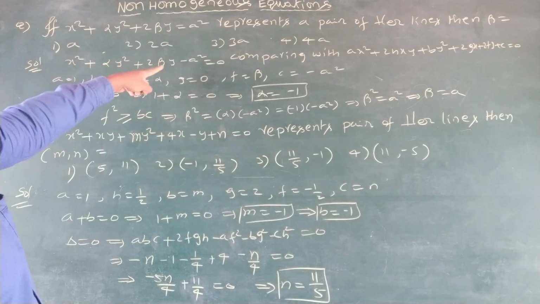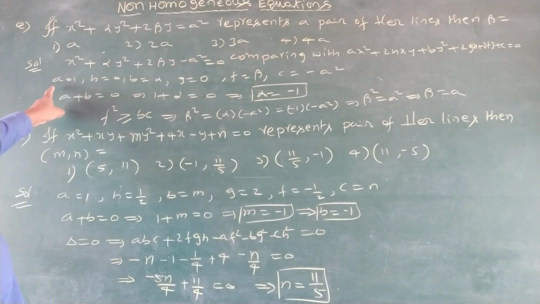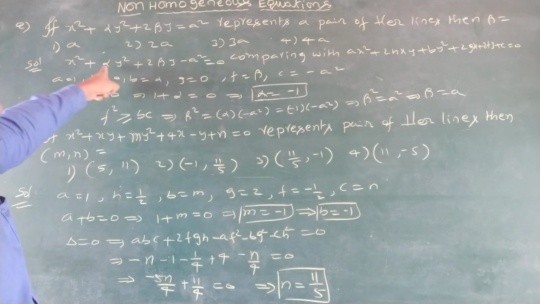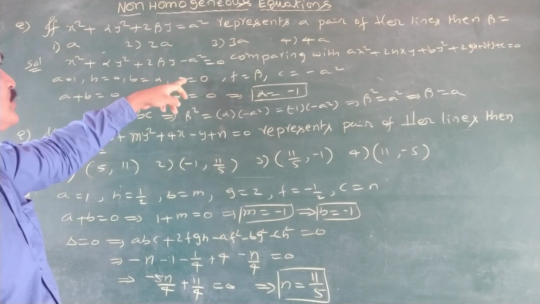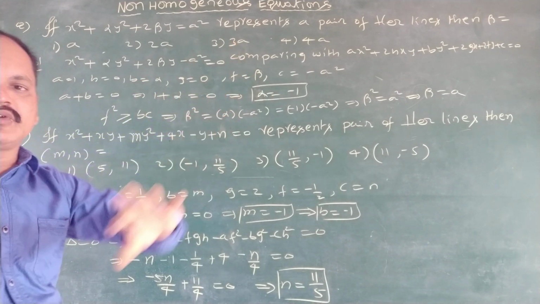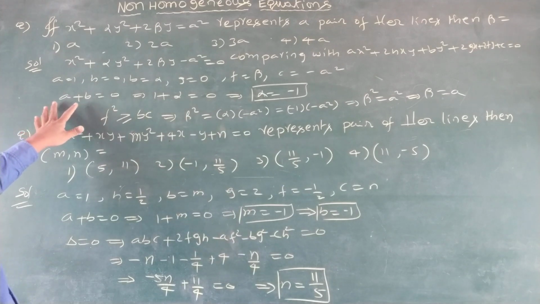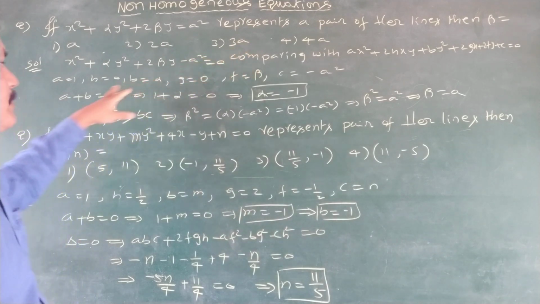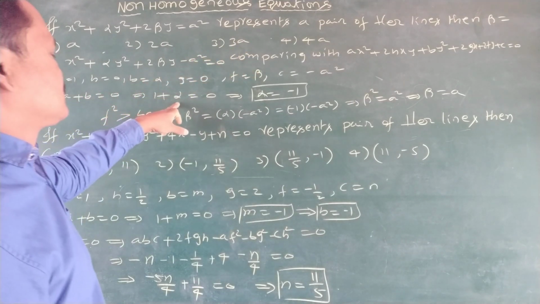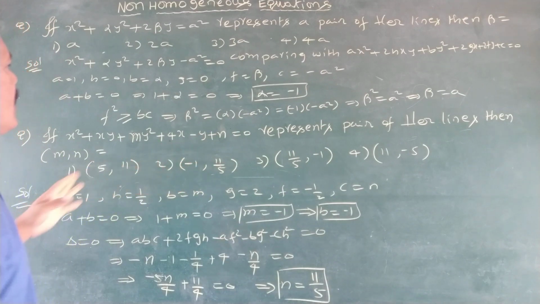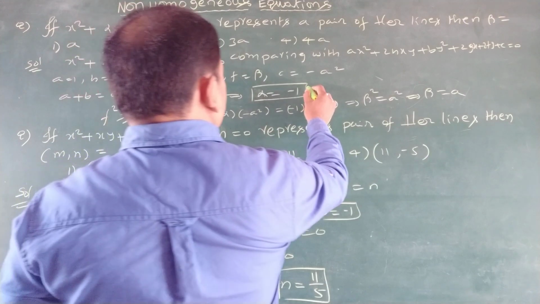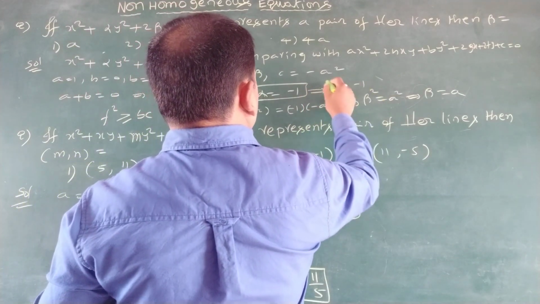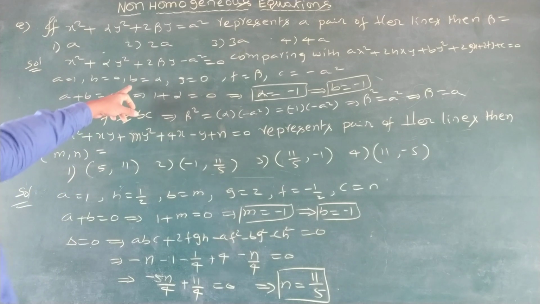That means the coefficient of x square plus the coefficient of y square. Comparing them, a is equal to 1, h is equal to 0 since there is no xy term, b is equal to alpha, g is equal to 0, f is equal to beta, and c is equal to minus a square. So this is the condition for perpendicular lines. If the equation represents perpendicular lines, a plus b is equal to 0. That's why 1 plus alpha is equal to 0, alpha is equal to minus 1. Alpha is nothing but the coefficient of y square, that is b. So b is equal to minus 1.